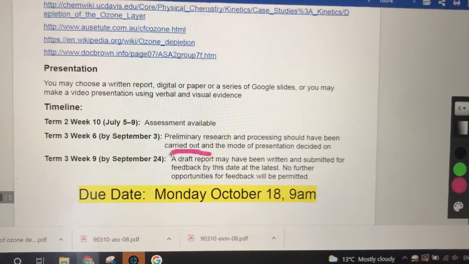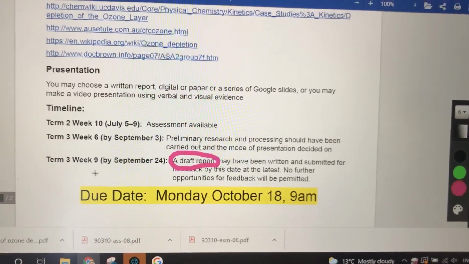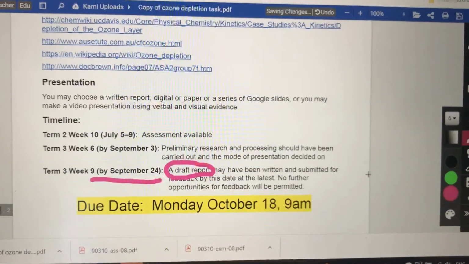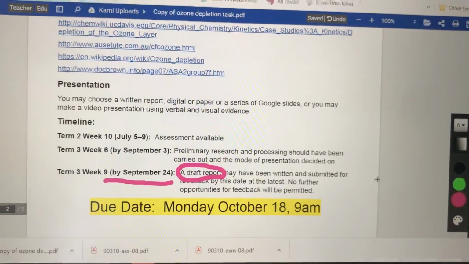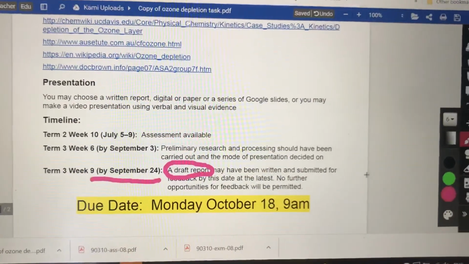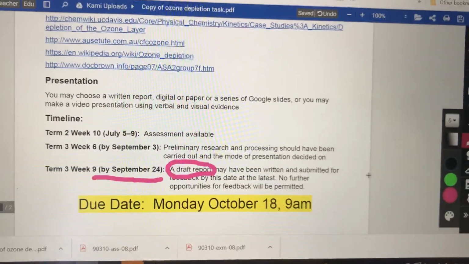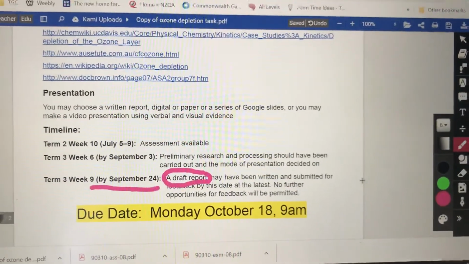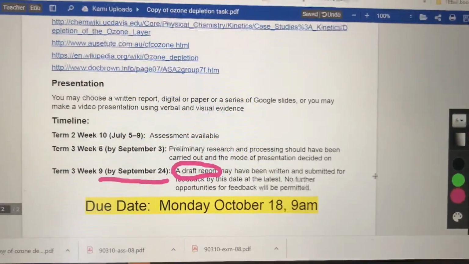submit a draft to me by September the 24th. And please, that does not mean September the 23rd, because if there are 50 of you doing it and you all submit it on the 23rd, no, I won't have time to look at it properly and get it back to you. However, it is a good opportunity for me to check and see if you have got all your chemicals right, or if you've missed anything out, and I will give you information on that. I will not give you a grade.